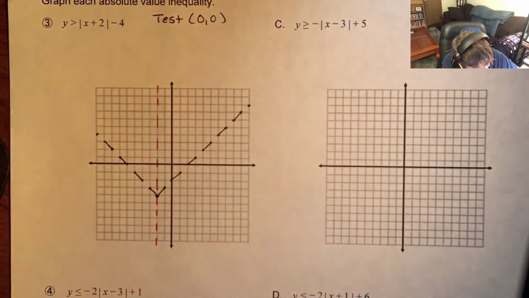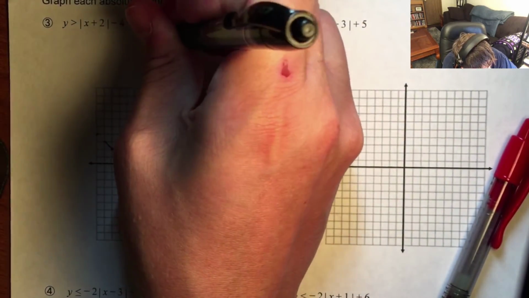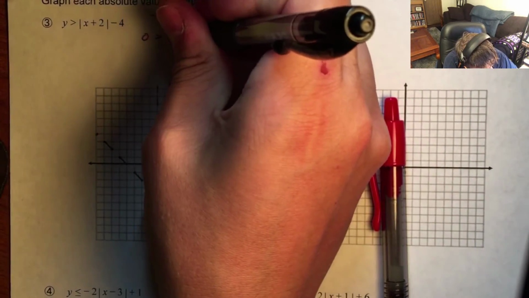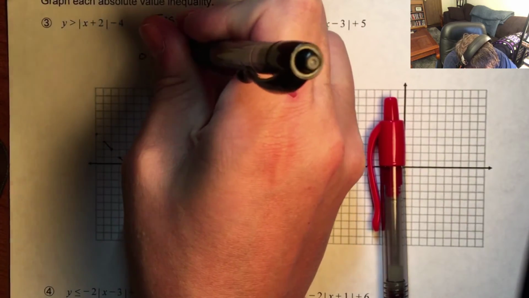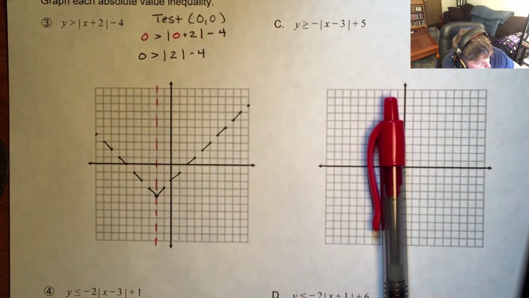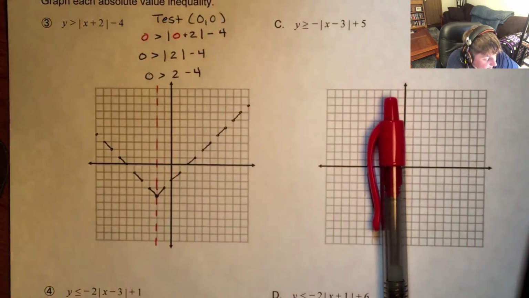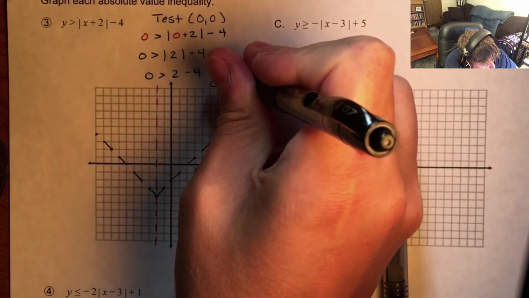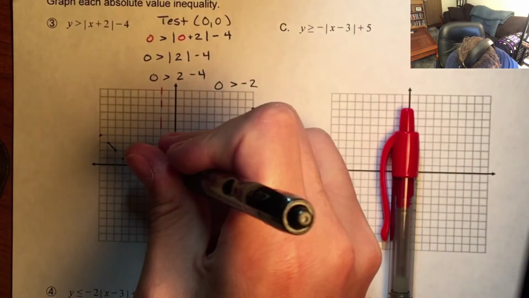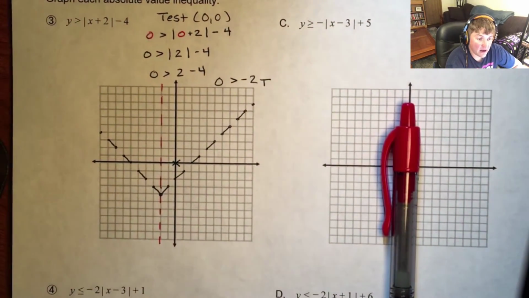Okay, so that means that I can say 0 is greater than the absolute value of 0 plus 2, minus 4. So this is 0 is greater than the absolute value of 2, minus 4, which means 0 is greater than 2 minus 4, because the absolute value of 2 is 2, meaning that 0 is greater than negative 2. Okay, is this true or false? This is true. 0 is greater than negative 2.